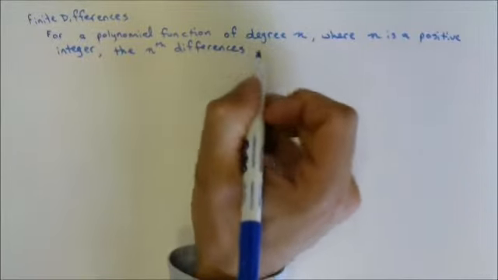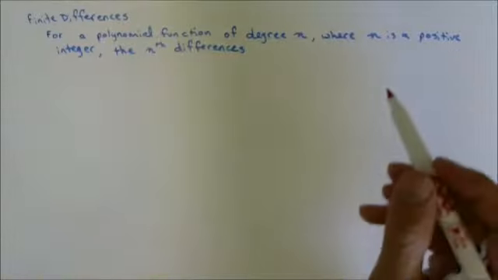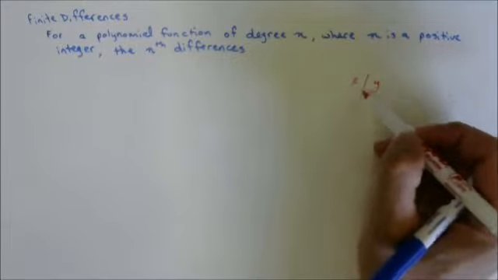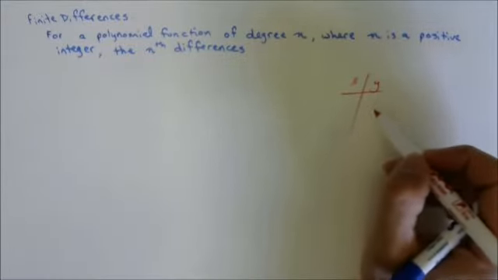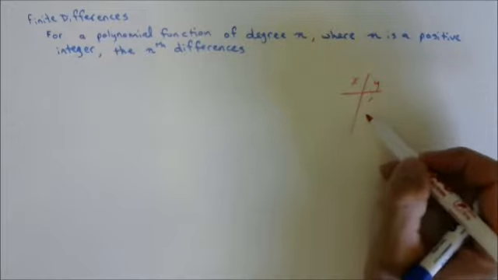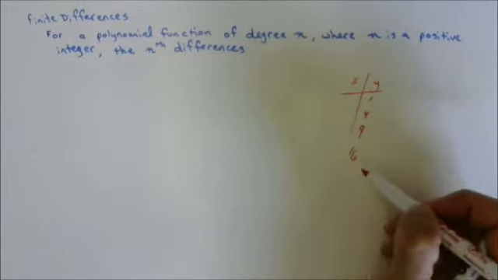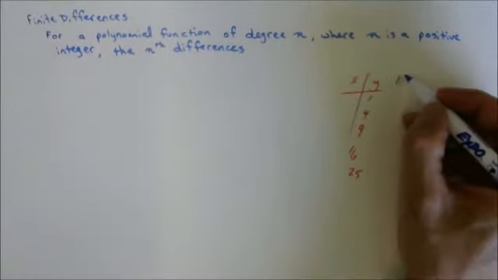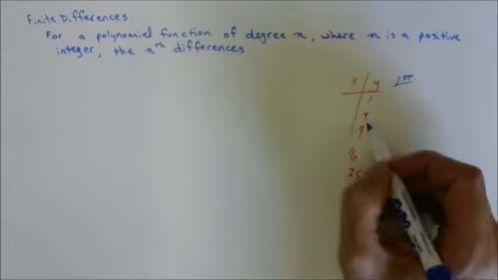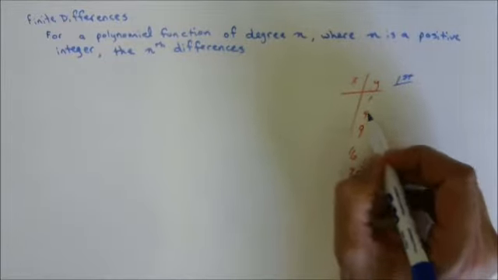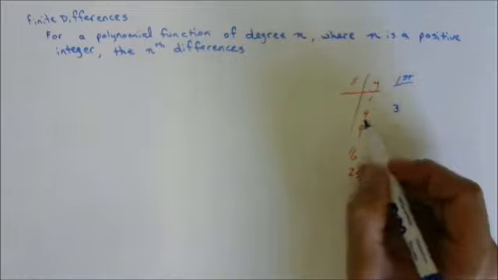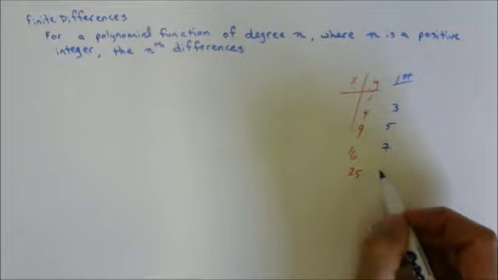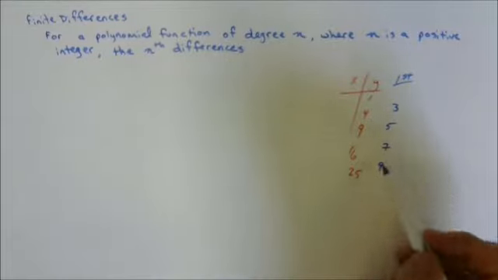Just to give you some context of what we're talking about, you're probably familiar with this. Let's say you had an x, y chart, and the numbers here were 1, 4, 9, 16, 25. Hopefully that's looking a little bit familiar. You would calculate the first differences. It's the difference between y2 and y1. So you'd go 4 minus 1 is 3. 9 minus 4 is 5. 16 minus 9 is 7. 25 minus 16 is 9. That is the first differences.